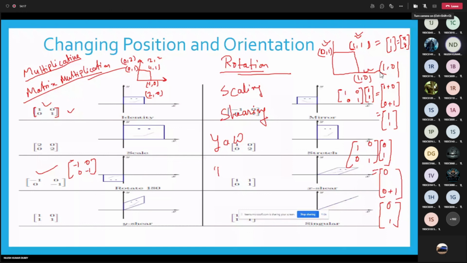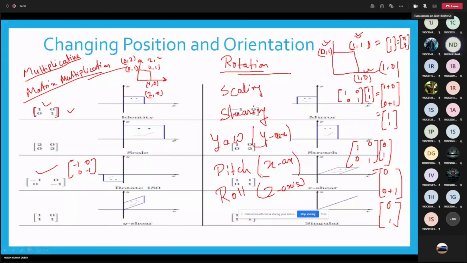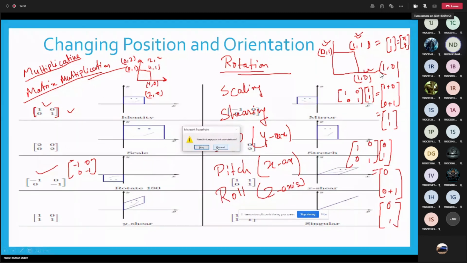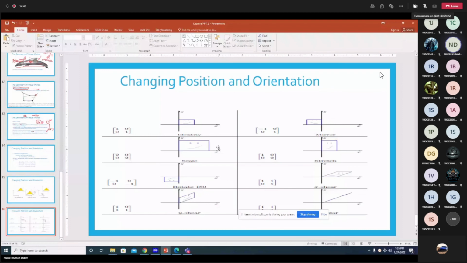Yaw is rotation around the y-axis, pitch is around the x-axis, and roll is around the z-axis. That we also have to learn. I will do that in the next lecture. Thank you, guys. For the next 2-3 lectures the mathematics will go on. I think it is very simple, because you all already know matrix multiplication, and translation maybe you had, but we are going to do more practice in the coming lectures.